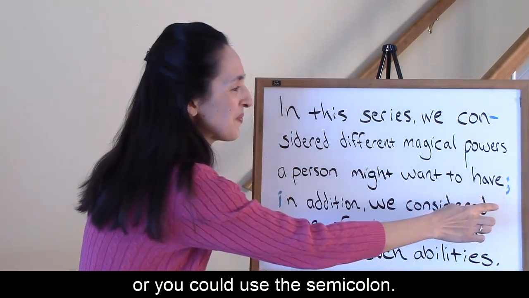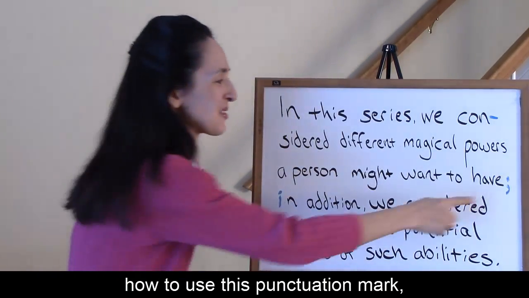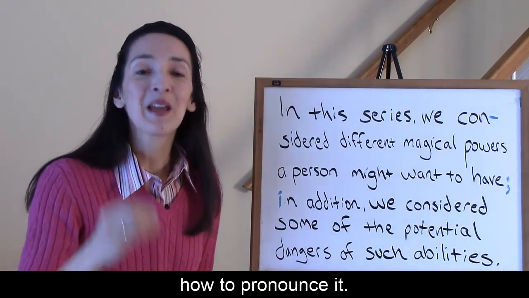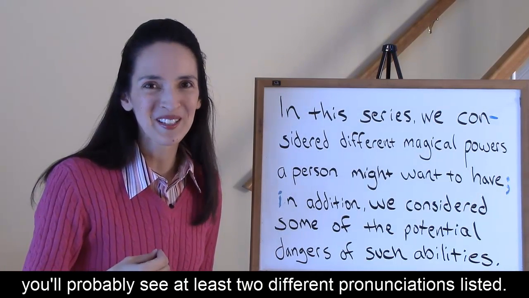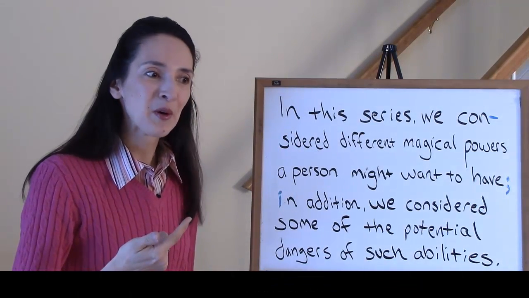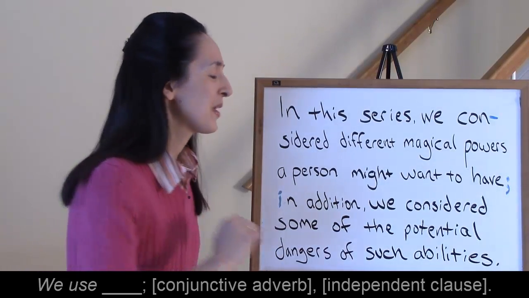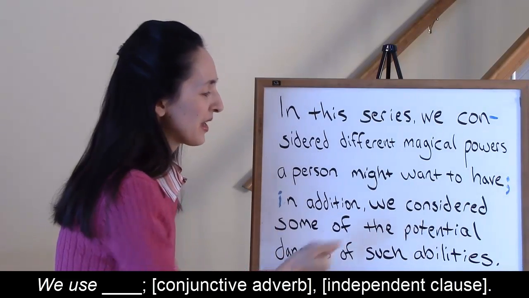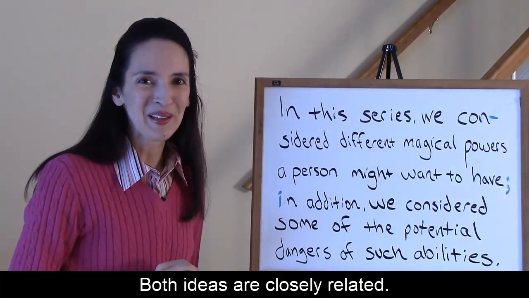Now, not only are there doubts about how to use this punctuation mark, there's also some doubt usually about how to pronounce it. If you go into a dictionary, you'll probably see at least two different pronunciations listed. I've heard semicolon, semicolon, semicolon. Okay, let's say semicolon. We use a semicolon, conjunctive adverb, comma, and then our next independent clause. Both ideas are closely related.